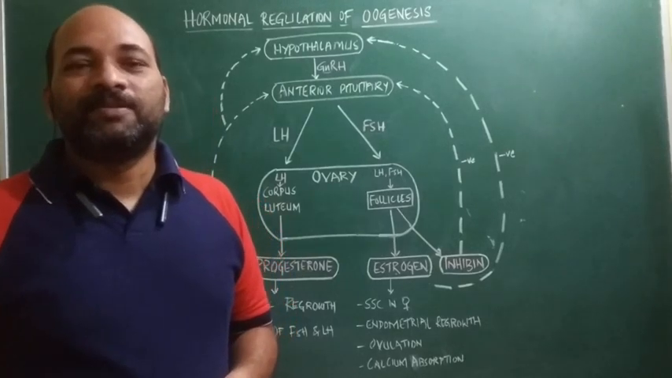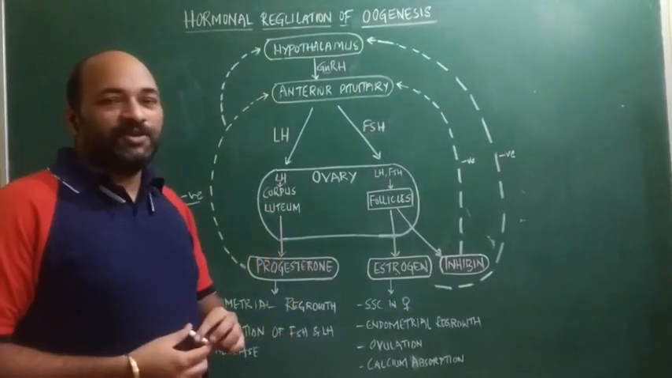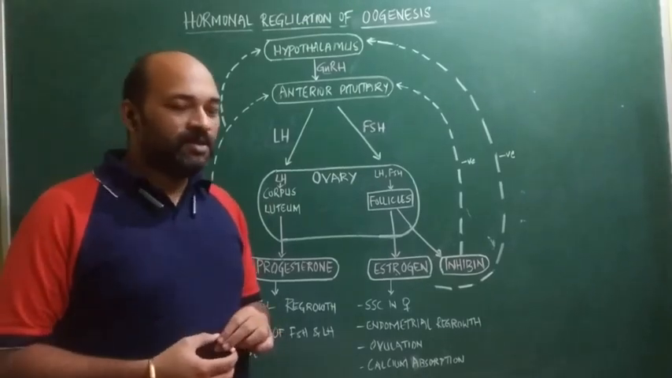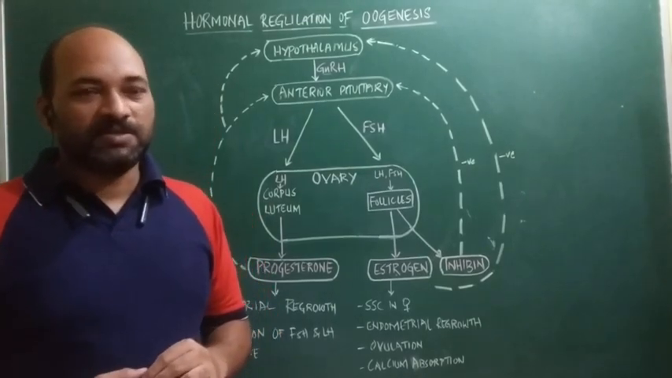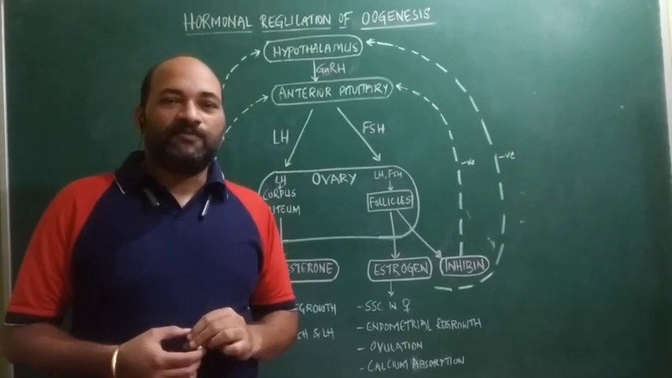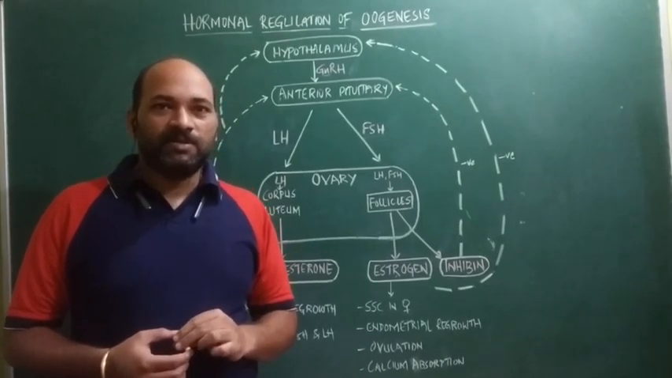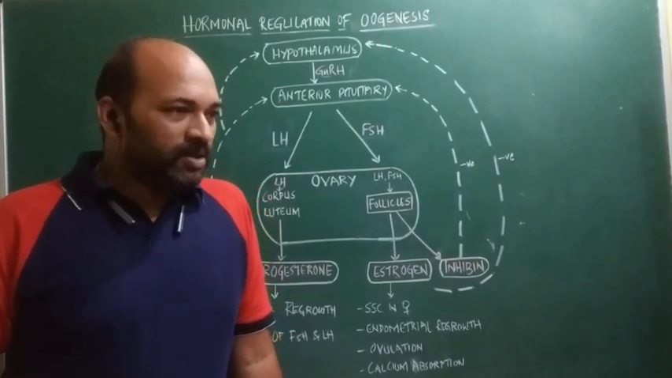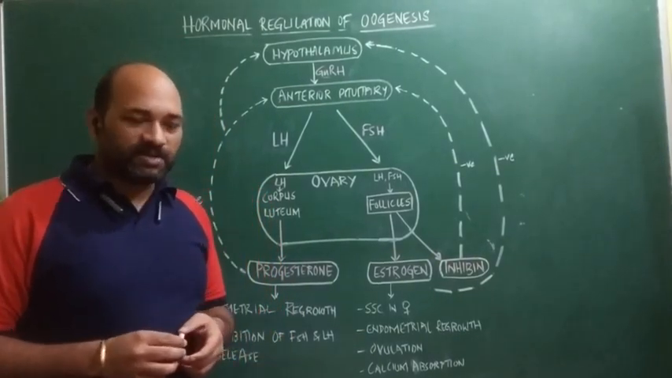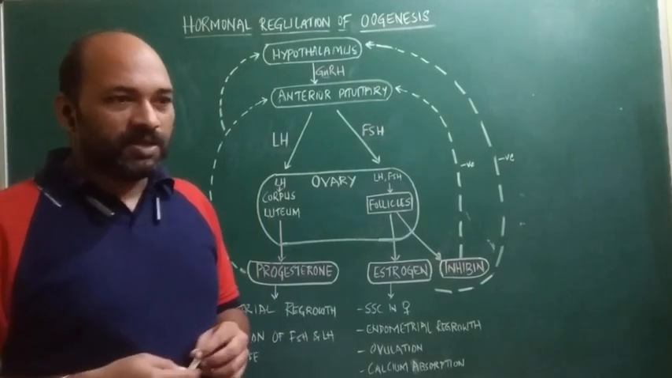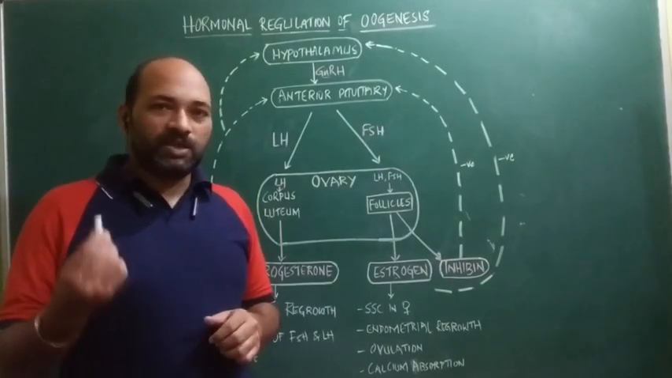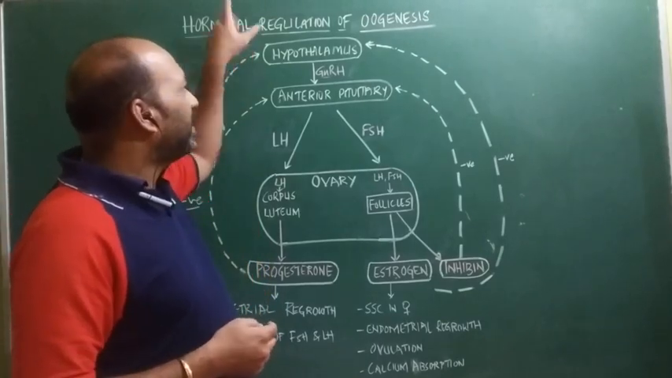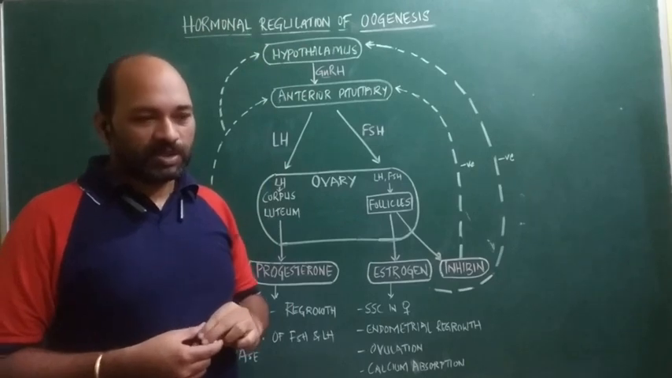Hello everyone. So this is a video all about the hormonal control of oogenesis. Oogenesis is a process by which the female gamete is developed by the reproductive cells of the ovary. We have discussed the entire oogenesis in the earlier videos. In this video we will be discussing how the hormones are regulating the process of oogenesis.